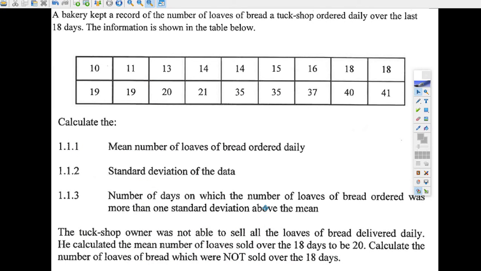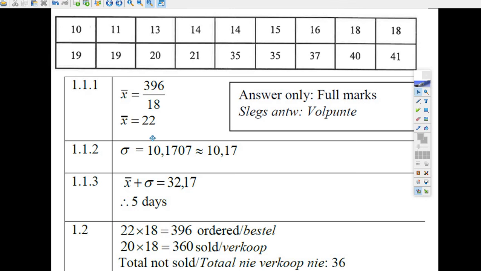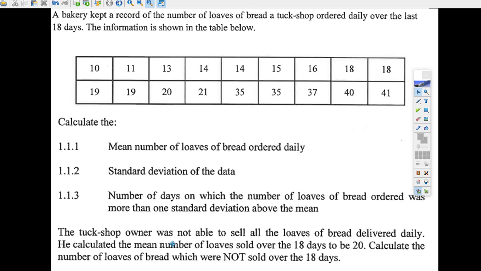Pretty easy. The number of days in which the number of loaves ordered was more than 1 standard deviation above the mean. Well, what do you do? You take 1 standard deviation and you add it to the mean. That gives you an upper bound to look at. Well, 32.17. Go to 32. That's between 21 and 35. How many are greater? 1, 2, 3, 4, 5 days were more than 1 standard deviation above the mean. Pretty darn easy. Let's try the next question.